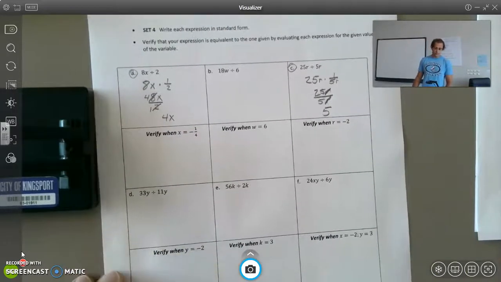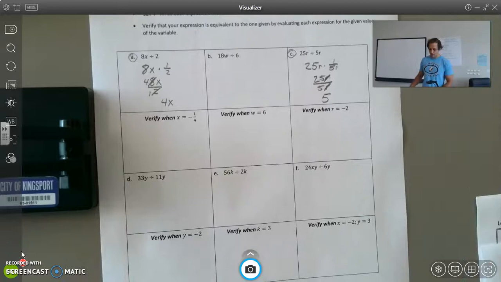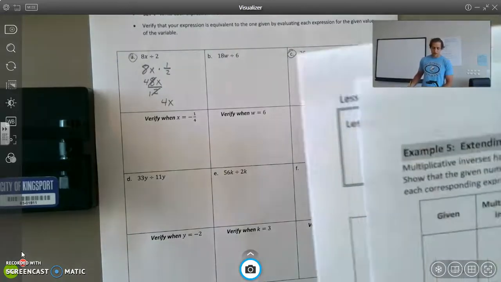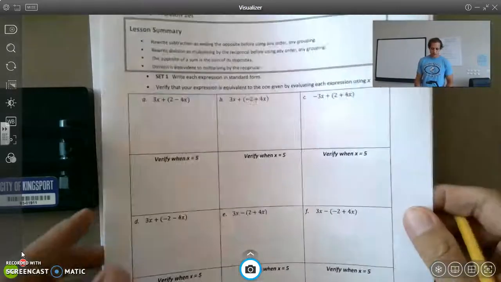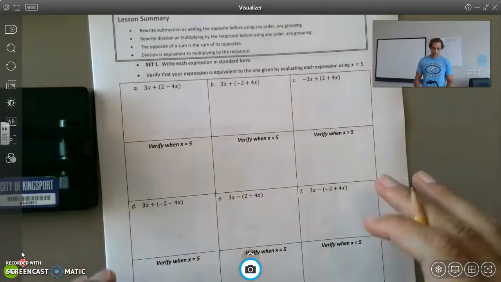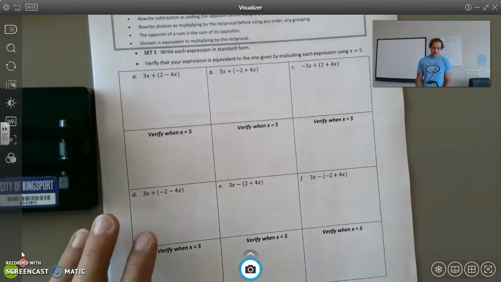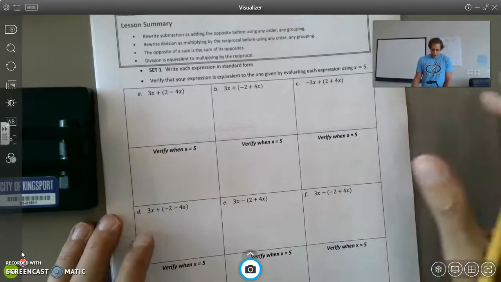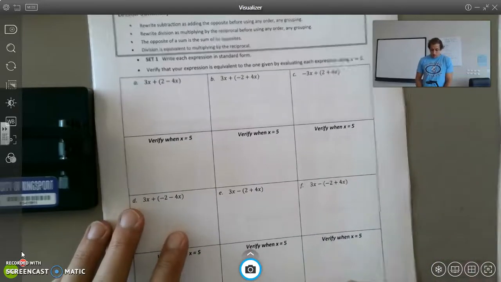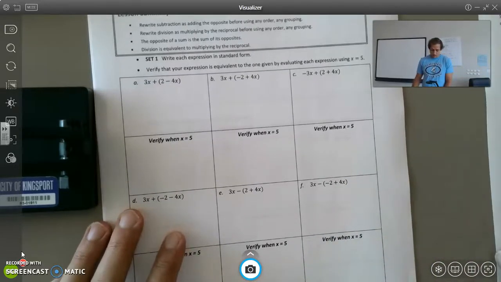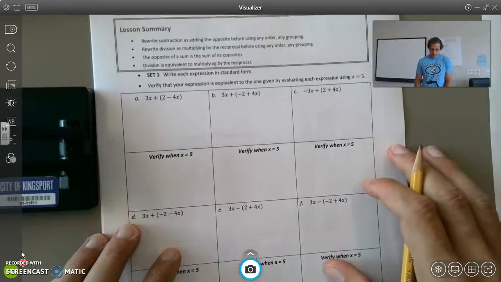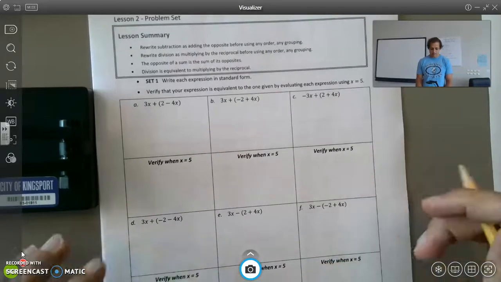All right, I want to show you a couple examples from your problem set that you'll be doing for homework, and I want to show you what it means with all this verifying. Let's make sure that we do that correctly. Okay, I am now looking at page 21, which is set 1 on your problem set.